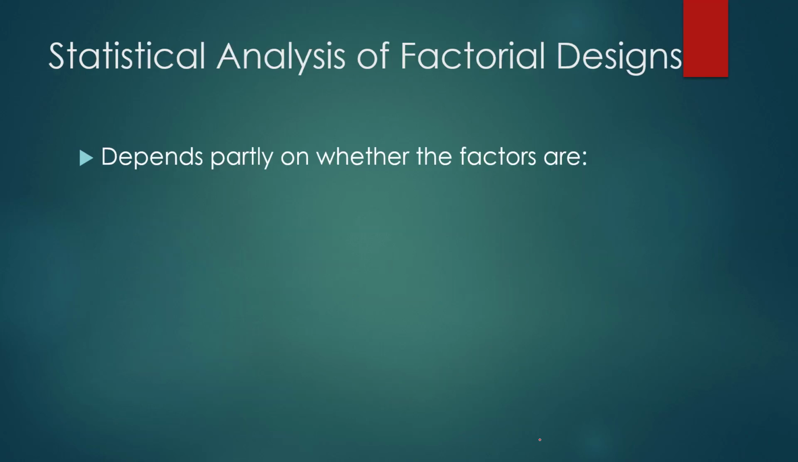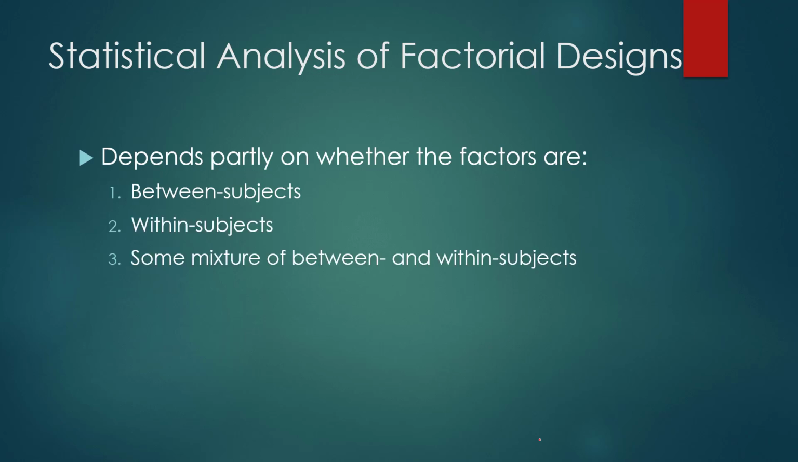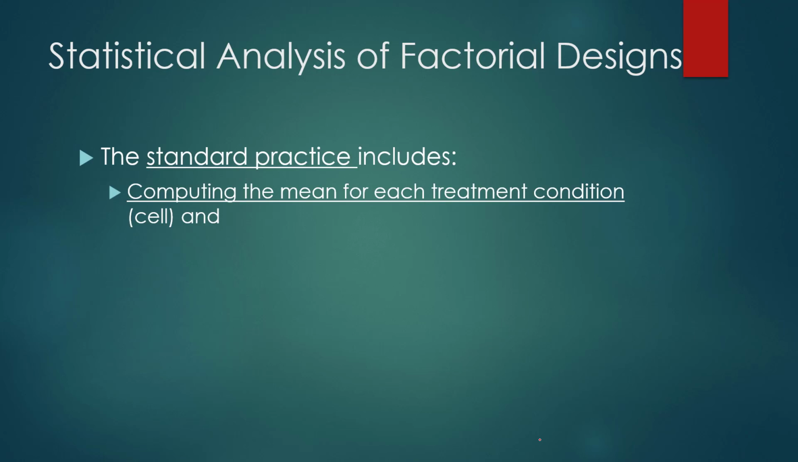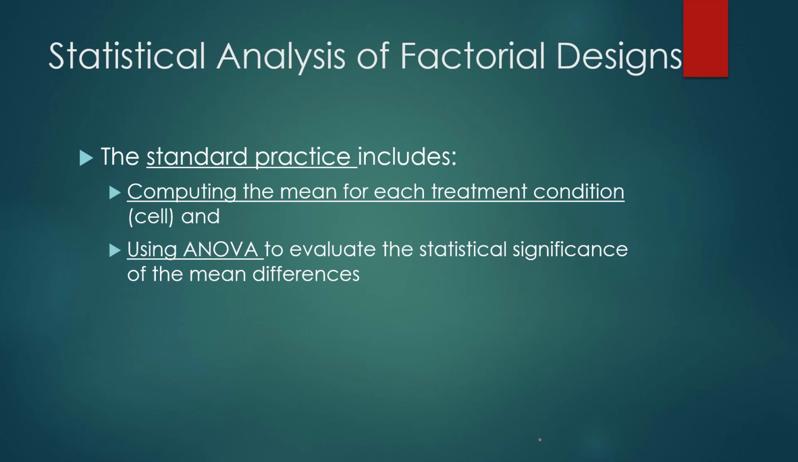So what type of statistical analysis do we do for these factorial designs? It really depends on what the factors are. Are they between subjects, within subjects, or some mixture of between and within? Standard practice is to compute the mean for each treatment condition or cell and use ANOVA to evaluate the statistical significance of those mean differences. That's the basic overall way factorial designs are analyzed, but which type of ANOVA you use depends on what design you have.